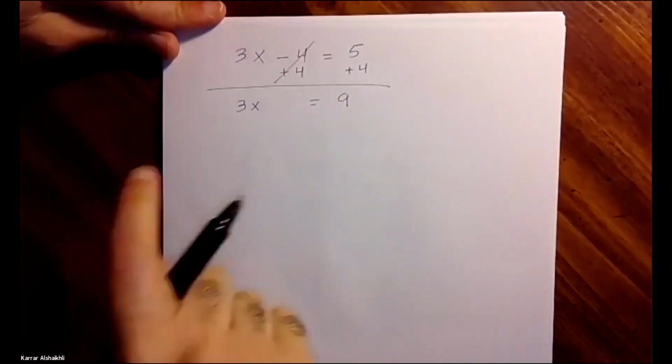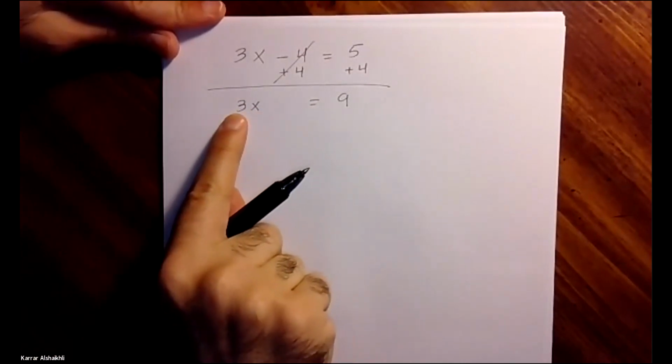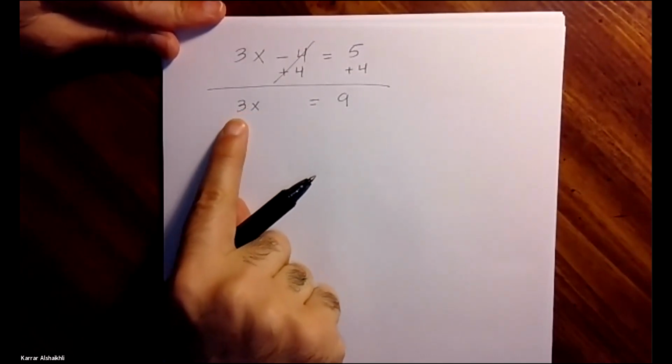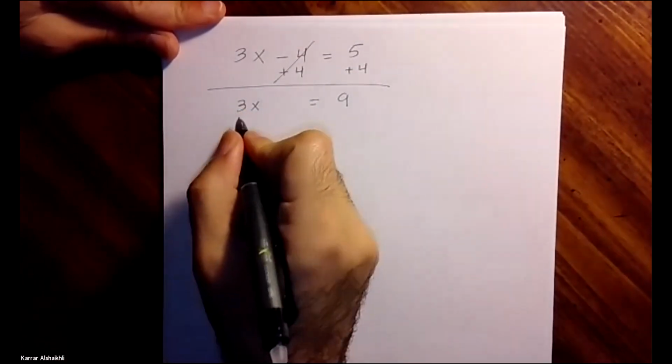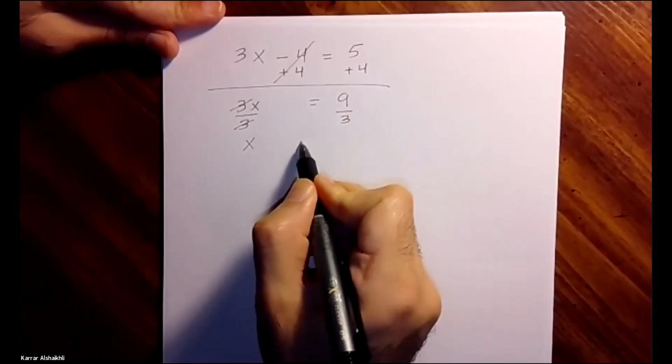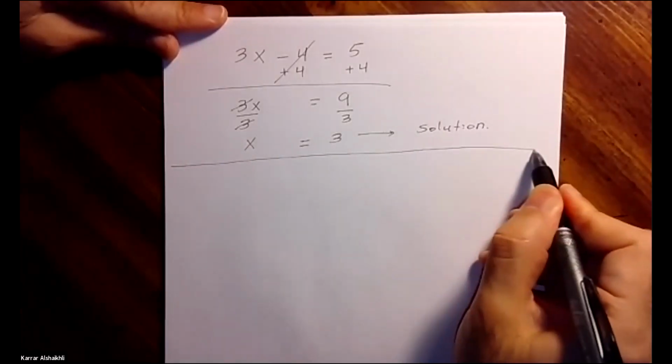Next step, I need to leave the x by itself. The sign between the number and the x is multiplication. So I'm going to divide both sides by what? By 3. 3 cancel with the 3. The leftover from this side is x equal 9 divided by 3 is going to be 3. That's it. This is the solution. We're done with this example.